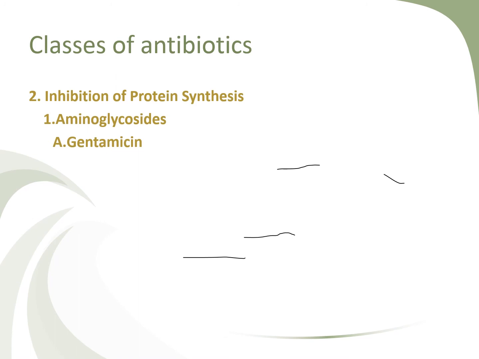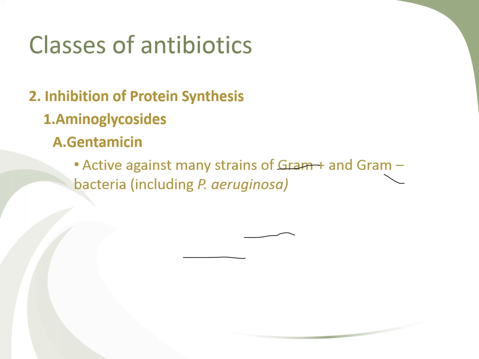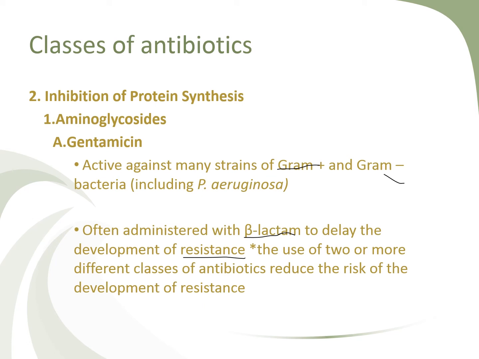So I'm gonna talk a little bit more about gentamicin. I'm still talking about aminoglycosides. So gentamicin is active against many strains of gram-positive and gram-negative, including Pseudomonas aeruginosa. It is often administered together with beta-lactam to delay the development of resistance. So the use of two or more different classes of antibiotics reduces the risk of the development of resistance. So this gentamicin is usually recommended to be used together with beta-lactam, so it will delay the development of resistance. So it's harder for the bacteria to develop resistance against the two antibiotics at the same time.